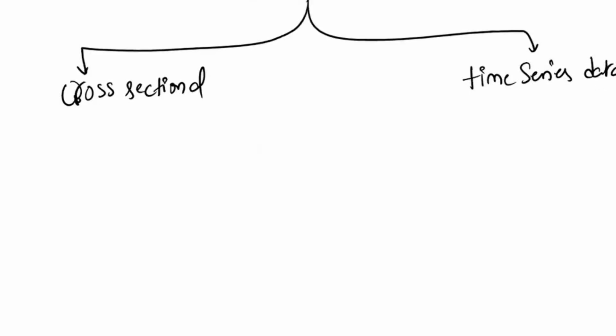Basically data is of two types: one is called cross-sectional data and the other time series data. Cross-sectional data means it is not dependent on time, or there is no time-related date. There will be no time in that, or for that particular data set, time is not an important variable.